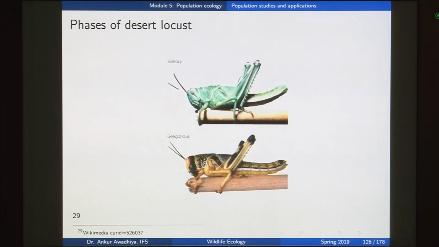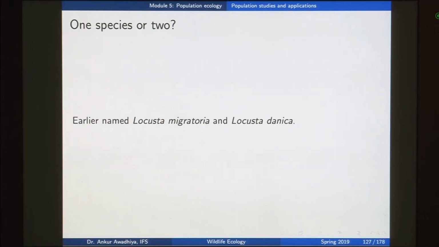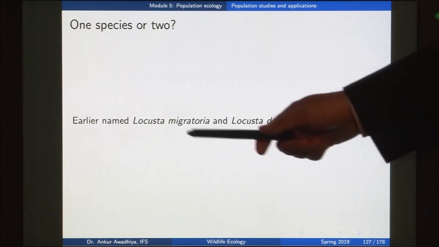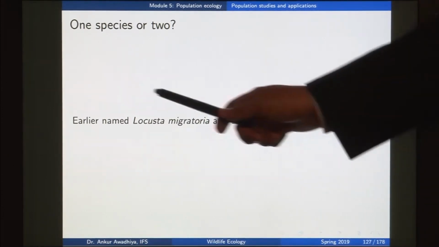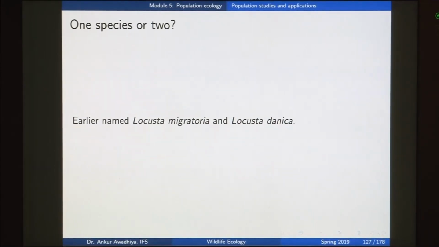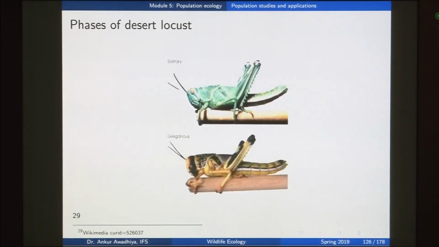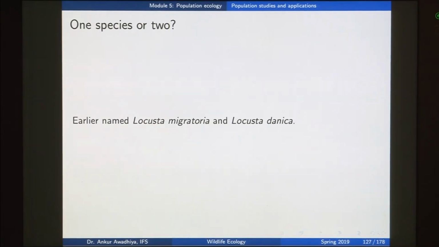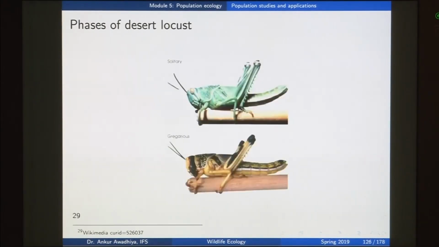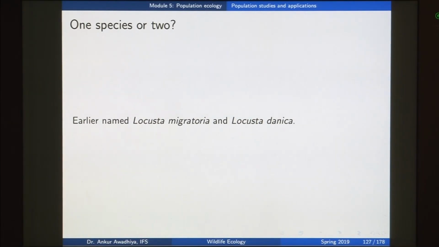So, for a very long time, people used to think that these are two different species altogether. The first one was named Locusta migratoria, that is the migrating species or the dark colored species, the one that we have downwards. The second one was known as Locusta danica, which is the light colored species. So, people used to think that these are two different species. If you start with such a foundation and you perform any number of population studies, you are going to be wrong. Why? We will come to that.